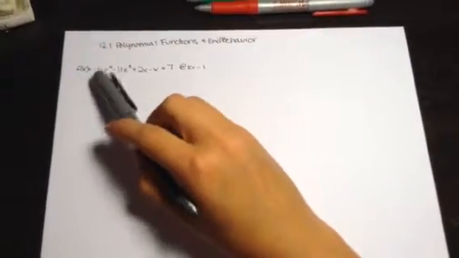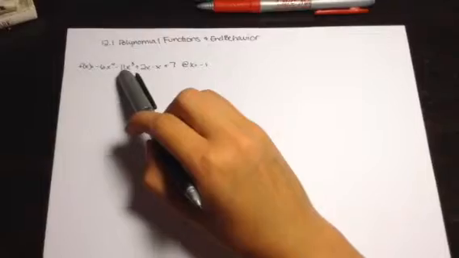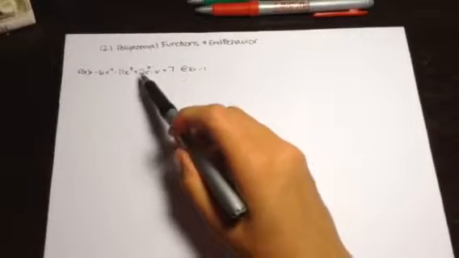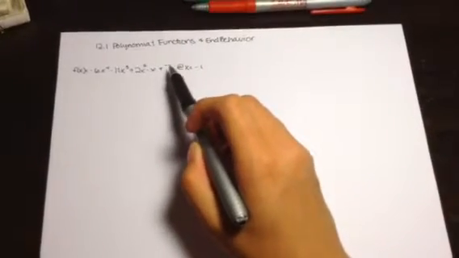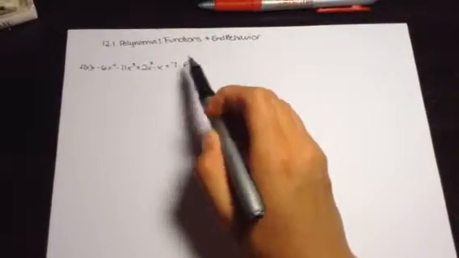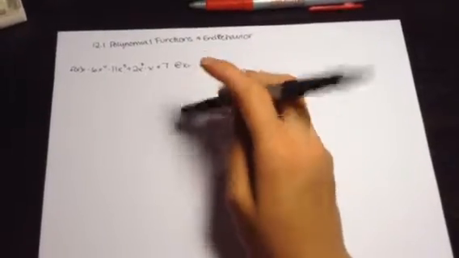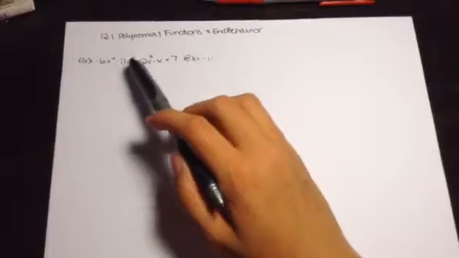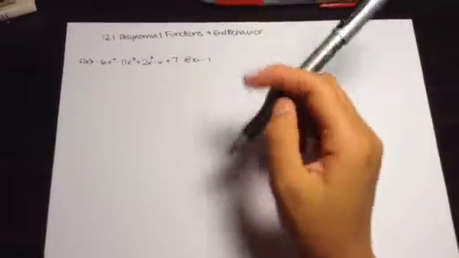Right here I have my expression: negative 6x to the fourth minus 11x cubed plus 2x squared minus x plus 7 at x equals negative 1. Whenever x equals negative 1, we have to plug in negative 1 for all of our x values. So right here, right here, right here, and right here. Let's do that real quick.